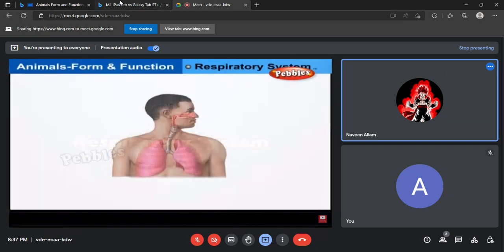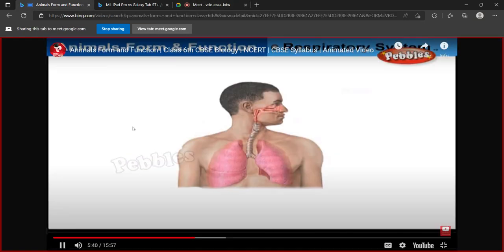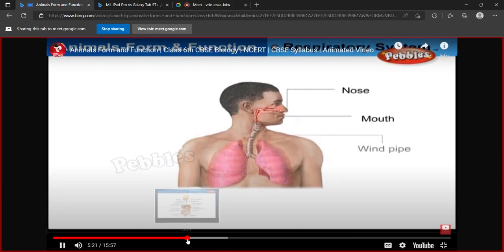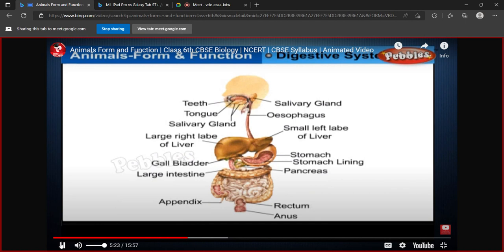Respiratory system. Parts of the respiratory system are nose, trachea, pancreas, large intestine.